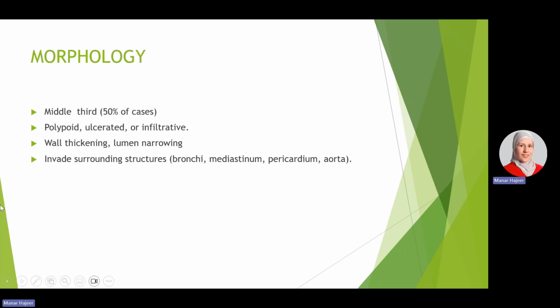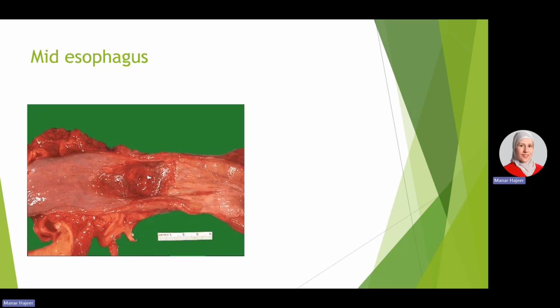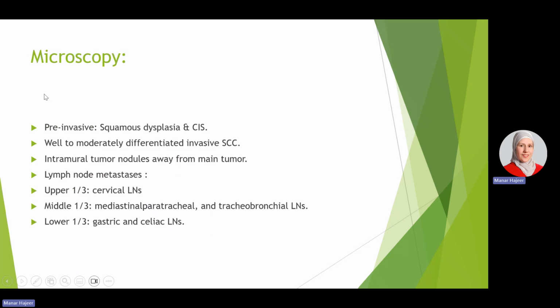They present as polypoid or ulcerated or infiltrative masses causing wall thickening and narrowing of the lumen. So also they can present with difficulty in swallowing and dysphagia. They can invade the surrounding structures like the bronchus, mediastinum, pericardium, or even the aorta. As you can see here, this is the mass in the mid-esophagus, a bulging mass. Microscopically, if pre-invasive, the precursor lesion is squamous dysplasia and carcinoma in situ. Otherwise, if it is invasive, we can call it well to moderately differentiated invasive squamous cell carcinoma.